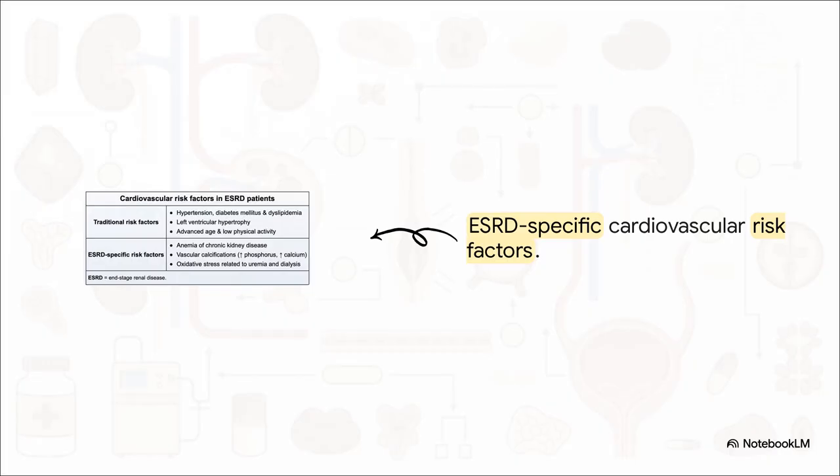And please, never forget this. Cardiovascular disease is the absolute most common cause of death in dialysis and renal transplant patients. We're talking roughly 50% of all deaths here. This is heavily driven by ESRD-specific risk factors, namely vascular calcifications from all that high phosphorus and calcium, combined with intense oxidative stress related to the uremia.